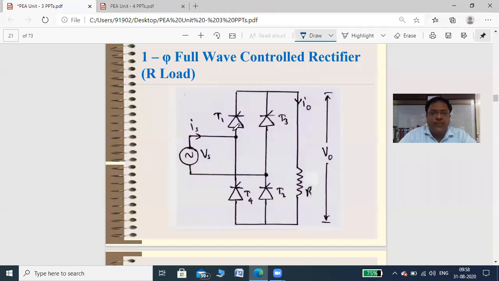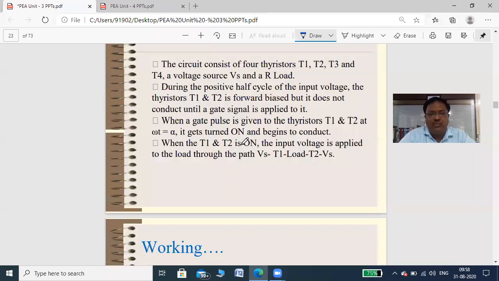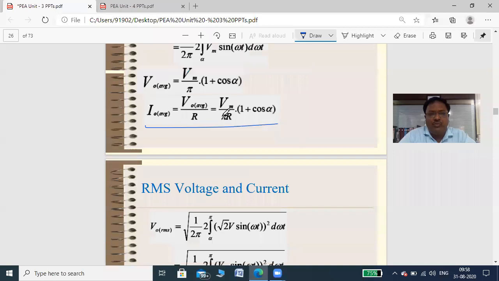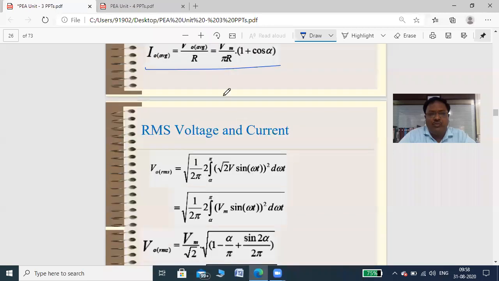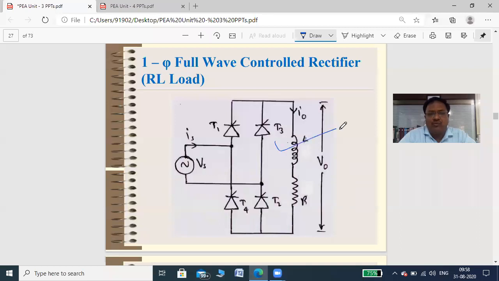Okay, so the two things, gate drive circuit and protection circuits, are definitely with the full wave control rectifier circuit, but not shown in the circuit diagram. Keep in mind it is always present. These are the output waveforms, the working of the circuit, and these are the equations for IO average, VO average, and VO RMS. Then full wave control converter for RL load.